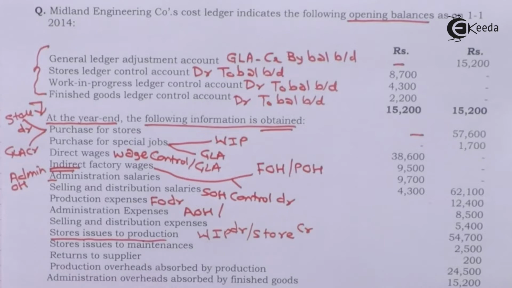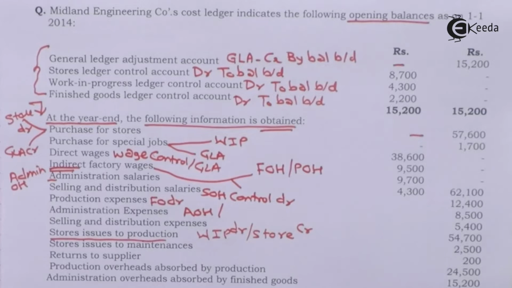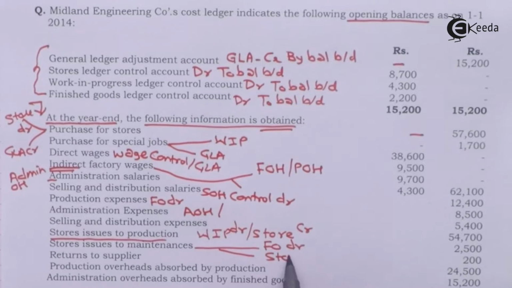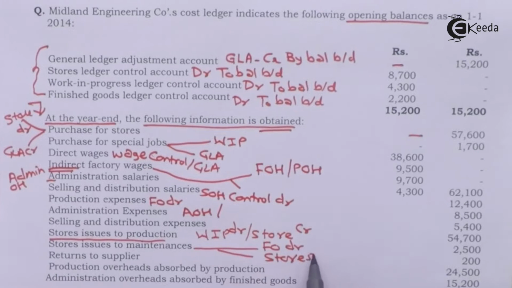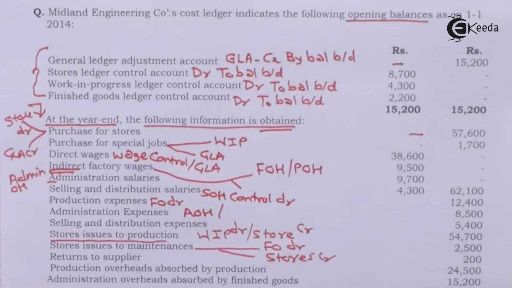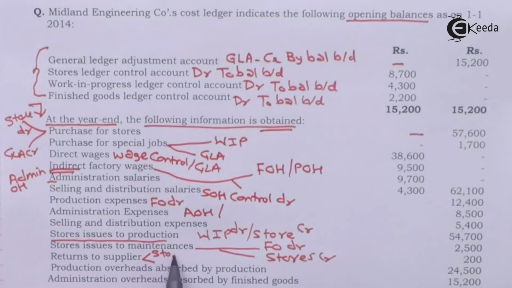Stores issued to maintenance, so these are not going to be used for production of output, but are issued for maintenance, so it will be considered as factory overheads. And stores credit. Return to suppliers, stores credit, GLA debit.